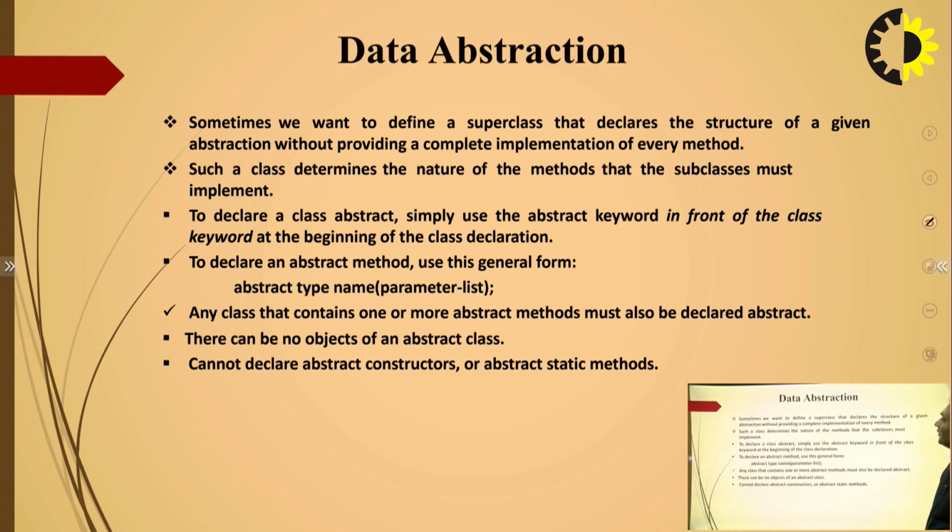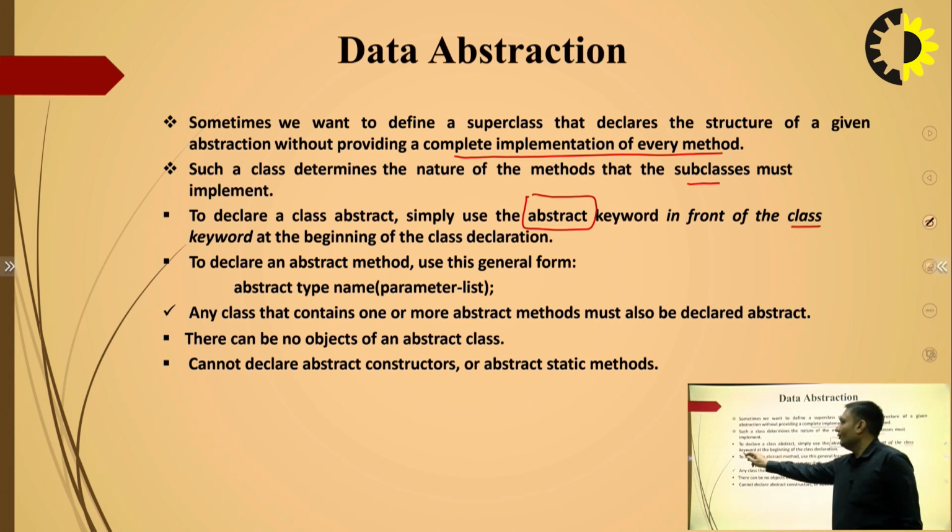Now let's see another concept called data abstraction. Sometimes we want to define a superclass that declares the structure of a given abstraction without providing a complete implementation of every method. Such a class determines the nature of the methods that the subclass must implement. To declare an abstract class, we need a keyword called abstract. To define an abstract class, we will use the abstract keyword just before the class keyword.